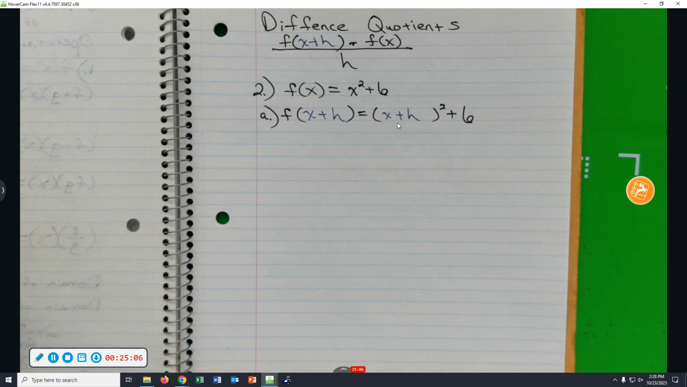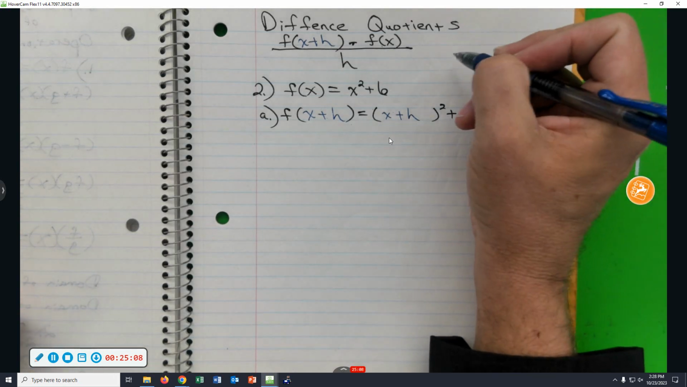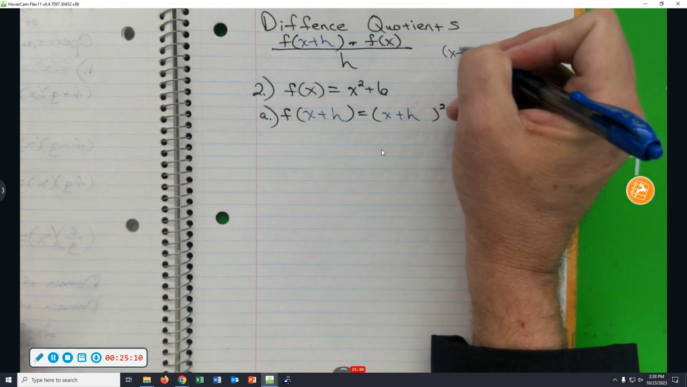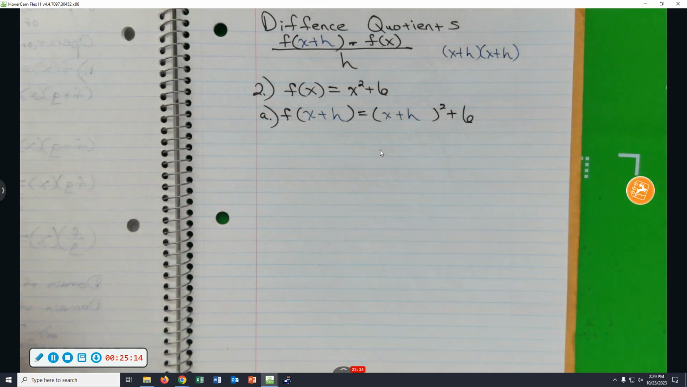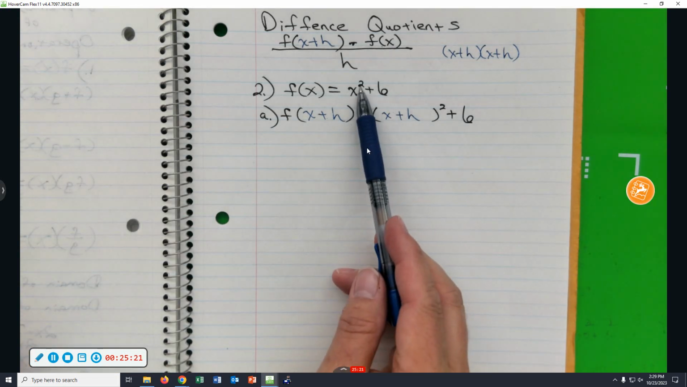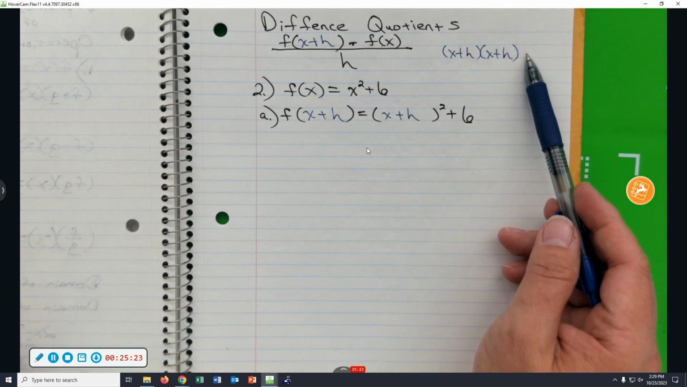4-letter algebra word that starts with F. Foil it out. Write it twice. x plus h times x plus h. I always think of myself as looking on the bright side of things. At least there's not any that have cubes on them. If there were cubes, we'd have to write it twice.